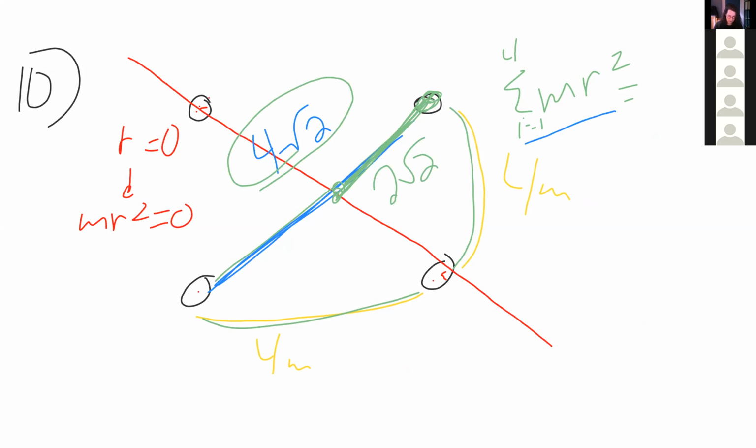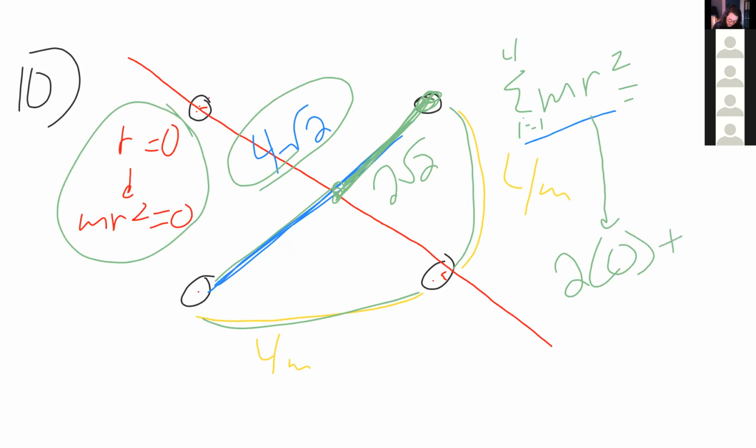All right. So when I go to calculate the inertia of my 4 particles, again, I have 2 that have an inertia of 0 plus 2 that are a mass m located at a distance 2√2. So I have 2√2 quantity squared.